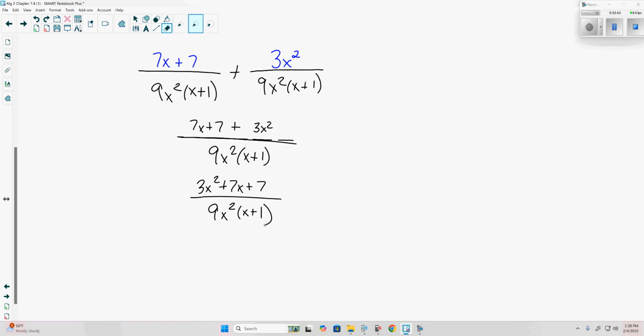Now, as it looks with this here, the likelihood that this factors doesn't seem too likely, because since the third term's positive, signs are the same, they're going to match that in the middle term. So we're going to be combining like terms. If y'all remember last semester, I did give you a method for checking to see if something is factorable. And it's the square root of b squared minus 4ac.